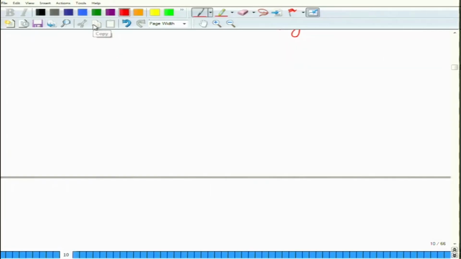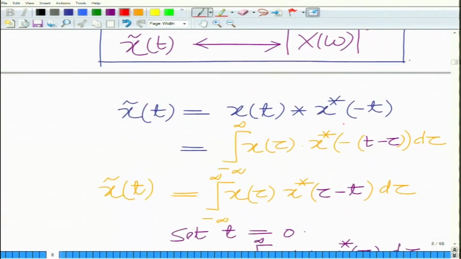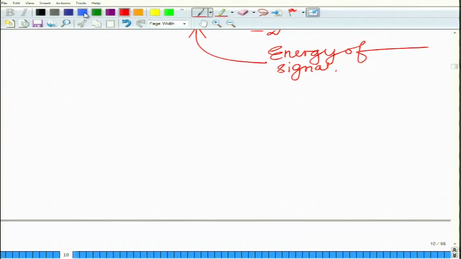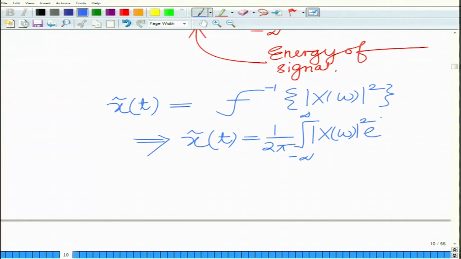So, from this property, x tilde t is the inverse Fourier transform of magnitude of x of omega squared. So, we have x tilde t equals the inverse of the Fourier transform of magnitude x omega squared. This implies that x tilde t is 1 over 2 pi, integral from minus infinity to infinity, magnitude x omega squared e raised to j omega t d omega.